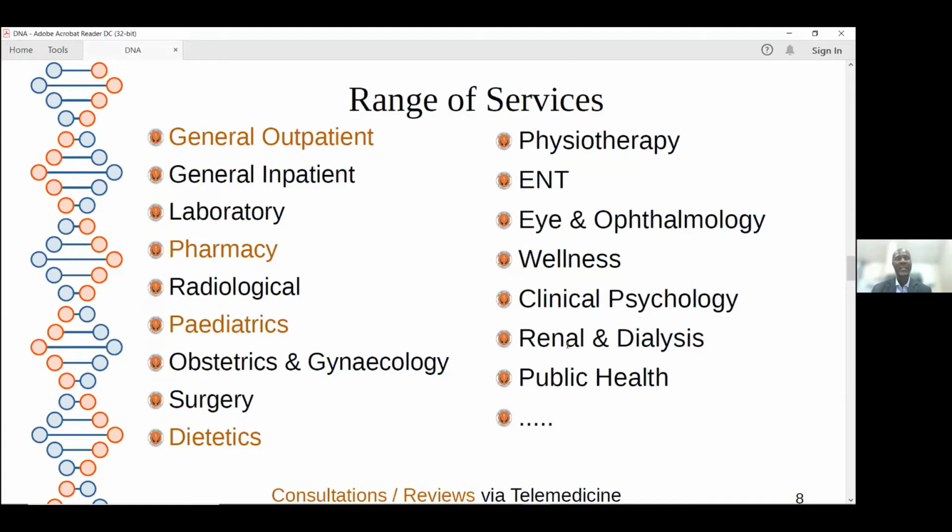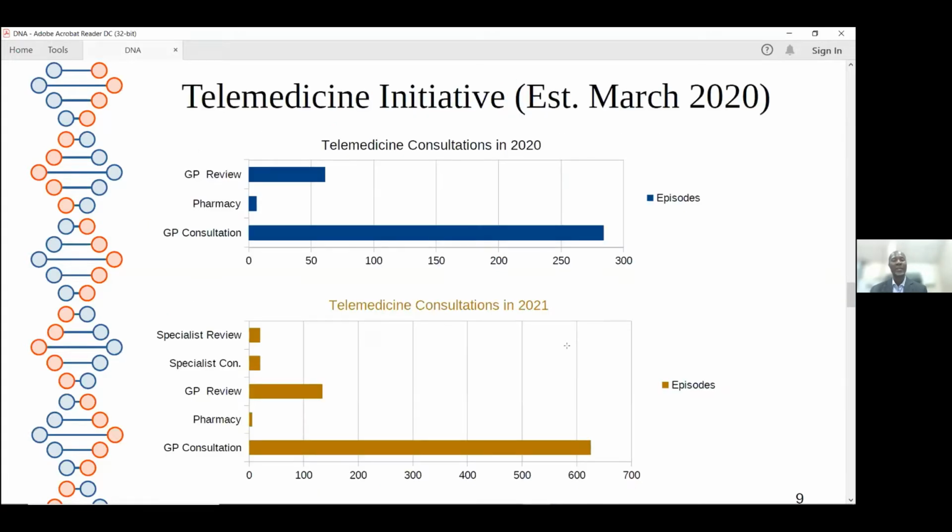Telemedicine started intensively in March 2020. That's at the height of COVID in Ghana, when people were scared to come into the hospital. So we offered this option. And so far, it's been okay, and it's still growing. These are the statistics for the telemedicine.